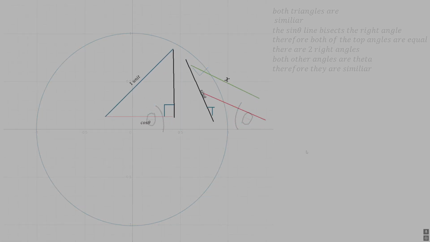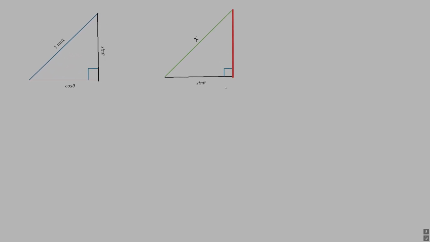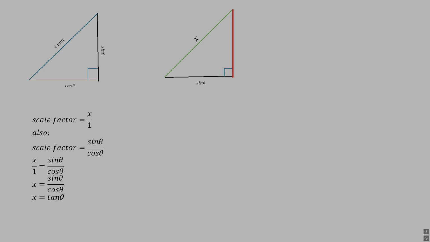If we draw the triangles out again like this, and rotate the right one, we can find the scale factor. So we know the scale factor is x over 1, because we know how scale factors work. But because we have two other lengths, the scale factor is also sine theta over cosine theta. So we know that x over 1 equals sine theta over cosine theta, which means that x equals sine theta over cosine theta, which means that x equals tan theta from what we proved earlier.